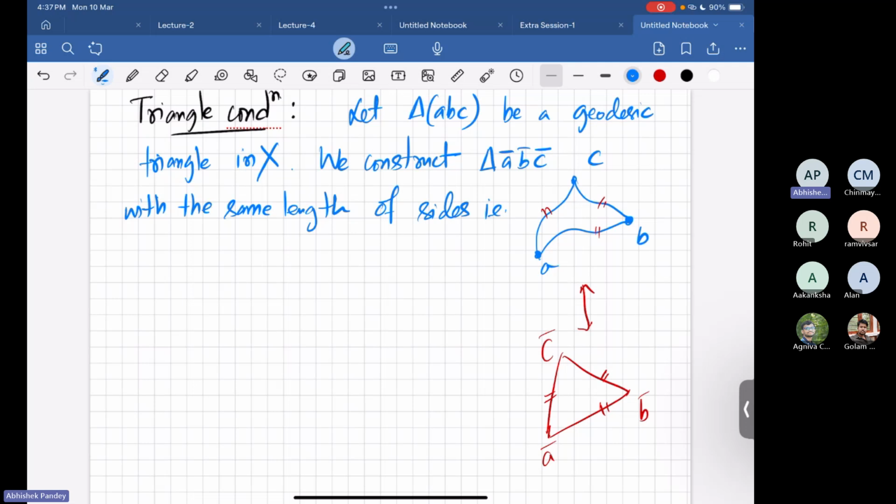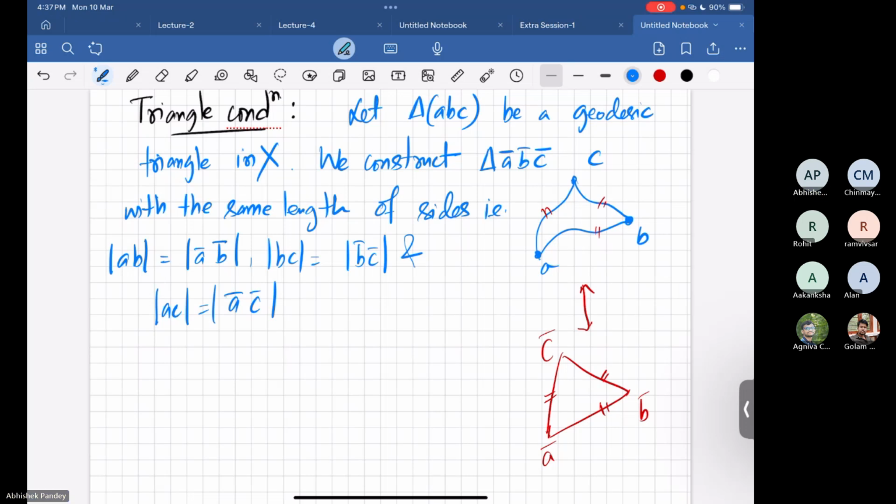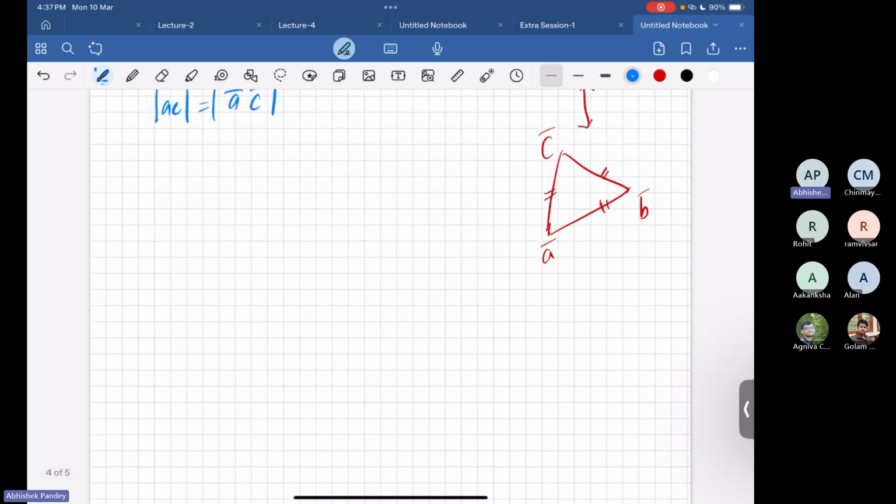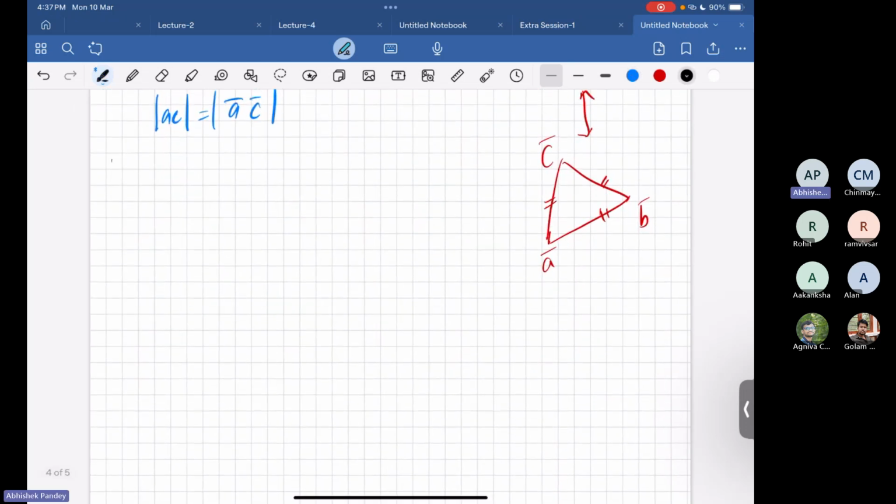That is, the length of A comma B is nothing but the length of A bar B bar. The length of B comma C is nothing but the length of B bar C bar, and the length of A comma C is nothing but A bar C bar. Okay, so now what? Here is our definition. Another one, which is equivalent to the previous definition.